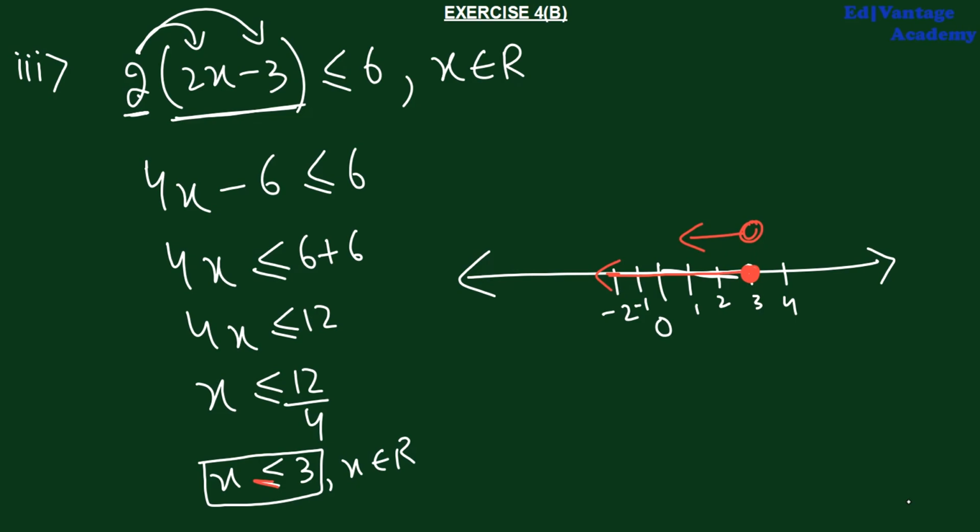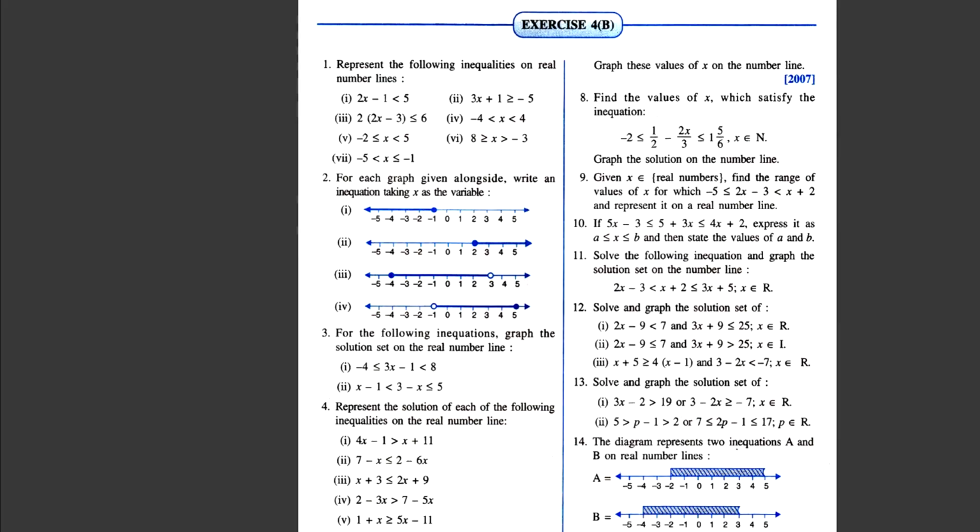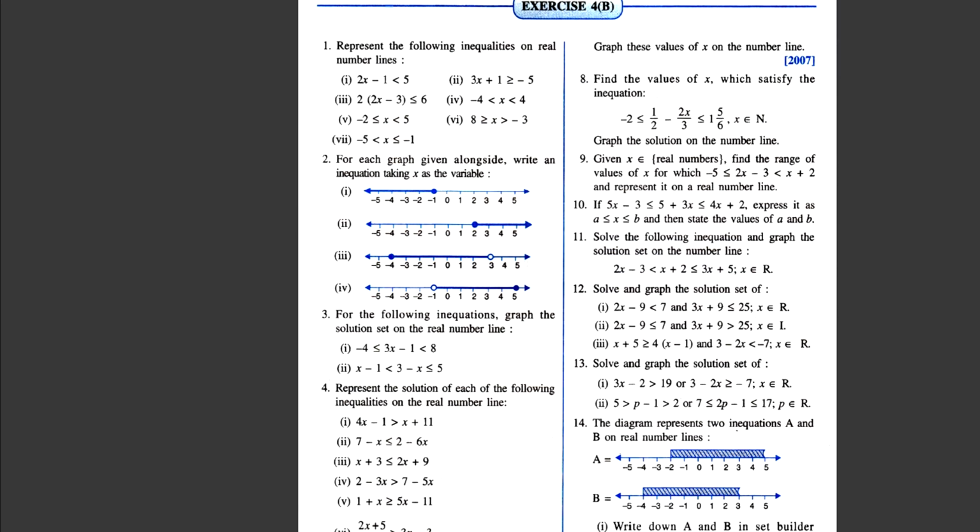Let's move directly to the exercise. I'll show it on screen and we'll see how question number 2 we have to solve. So here is the exercise. We'll see the second question. If you look into your second question here, they have given us graphs this time and asked us to write an inequation taking x as variable.